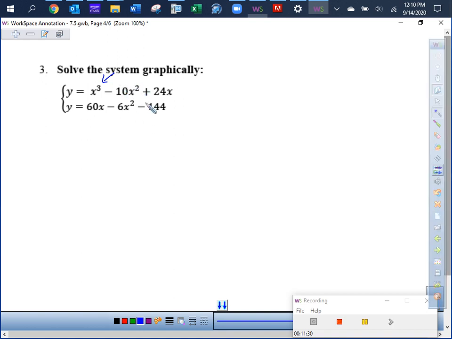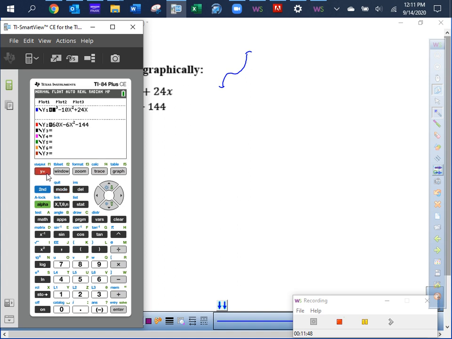Let's go ahead and punch both of these into our calculator. I know we're a little unfamiliar with the cubic, but that's the slippery little snake. That's what it should look like. And this graph right here, the bottom one, is a parabola. So if you have a little preview of what they're supposed to look like, you can punch those in.